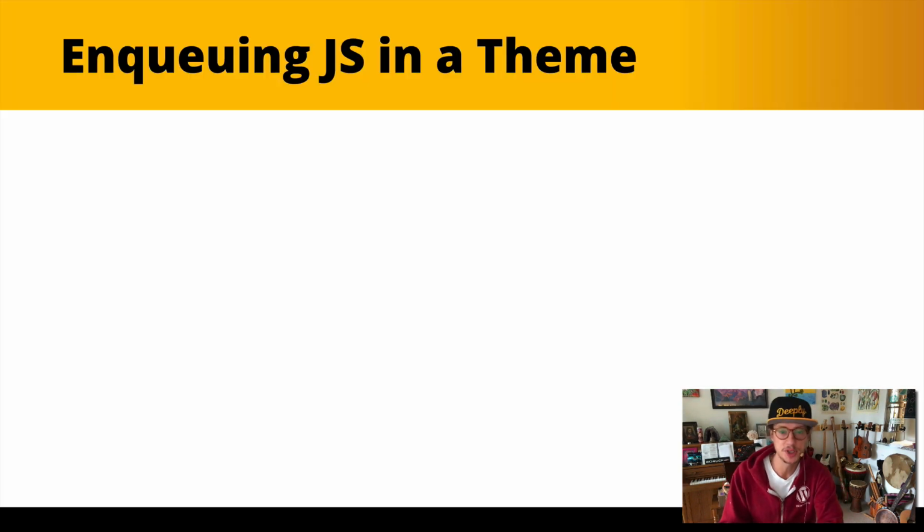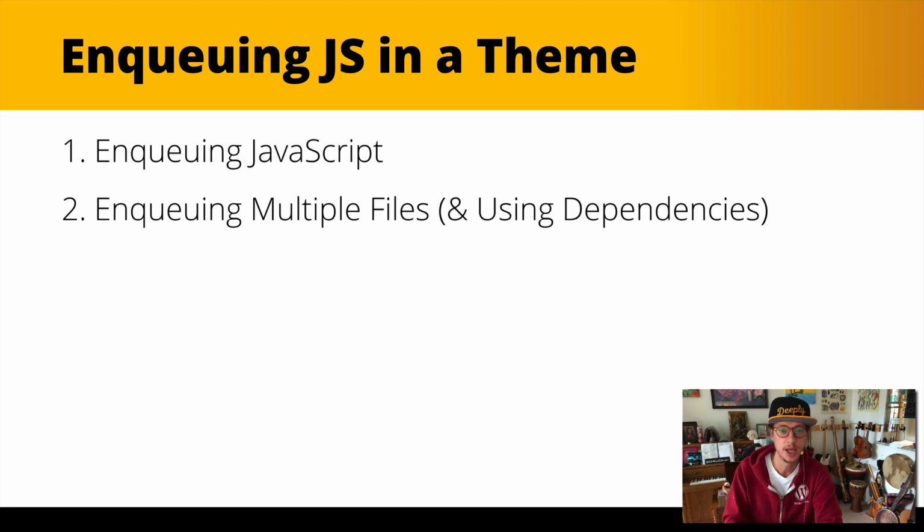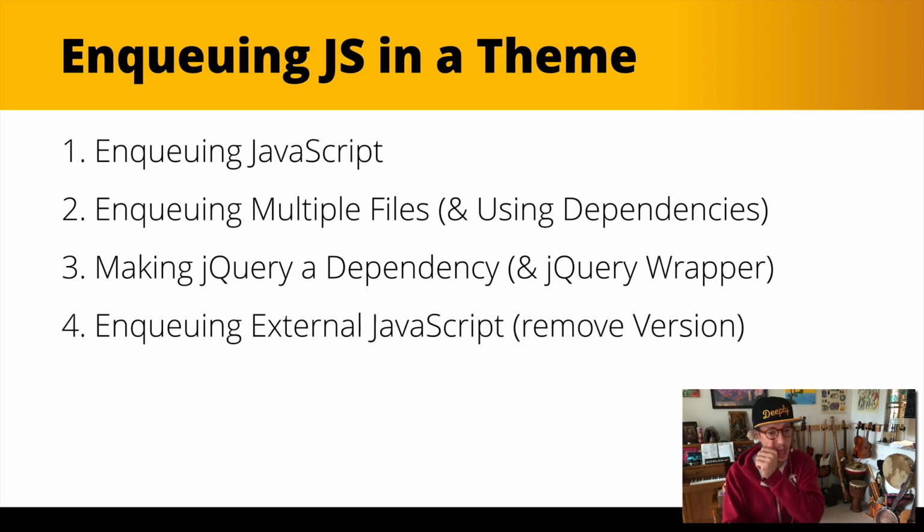So when it comes to enqueuing JavaScript in a theme, we're going to look at a few practice examples here. We'll look at just how to enqueue JavaScript. We'll look at how to enqueue multiple files and use that dependency setup, one of those parameters. We'll look at making jQuery a dependency because it is commonly used in themes, although we now have React in WordPress, so we could also enqueue React if we wanted. And the other thing about jQuery is there's that no-conflict wrapper we have to mention, so we'll do some work with that. Then we'll look at enqueuing external JavaScript libraries.